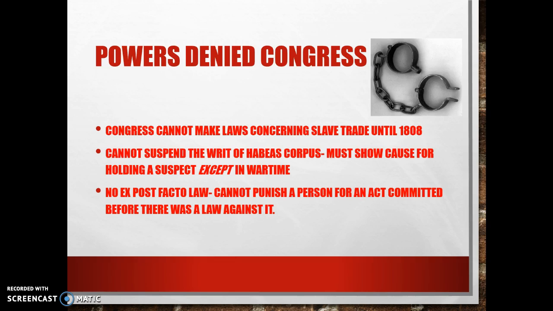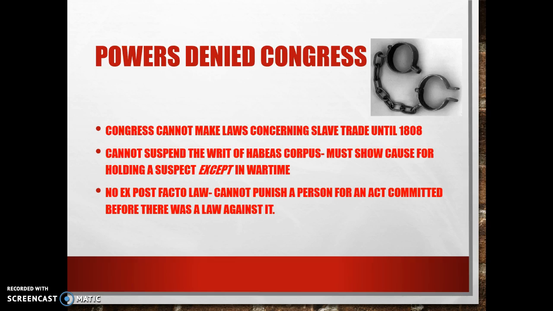One of the big ones was the ability not to make any laws concerning the slave trade until 1808. This was actually part of a compromise that was put into place between the North and the South when the Constitution was written. After 1808, importing slaves into the United States became illegal.